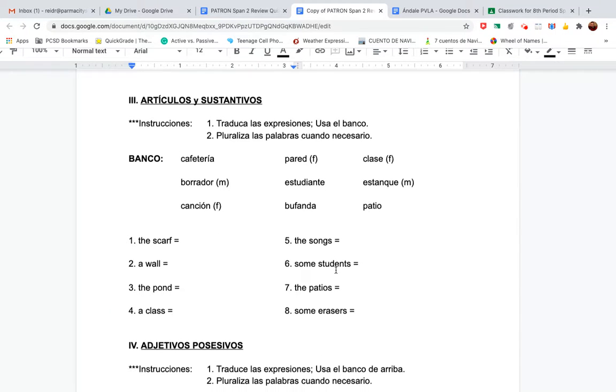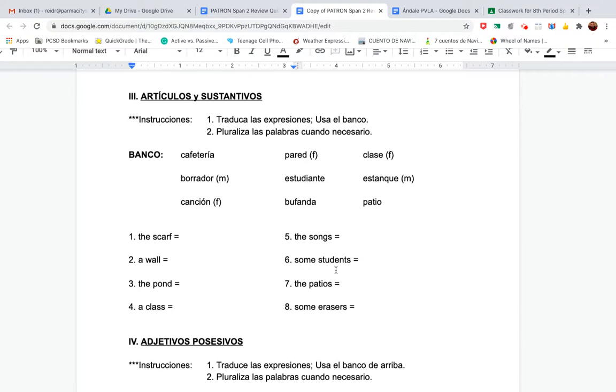Artículos y sustantivos, articles and nouns. Okay, it says you always read the directions first. That's not right. That's traduce. Traduce las expresiones. Usa el banco. Translate these expressions. Use the bank. Okay, this is the word bank here. You might not use all of those though.